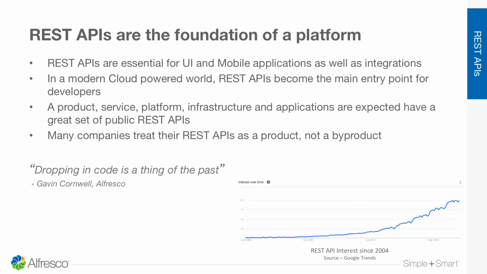Today, a product, service, platform, or infrastructure are expected to have a good set of REST APIs. Amazon and Google are great examples as they provide a simple and fluent REST API to interact with their services.